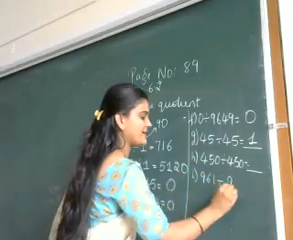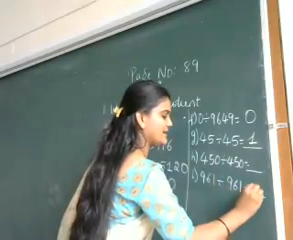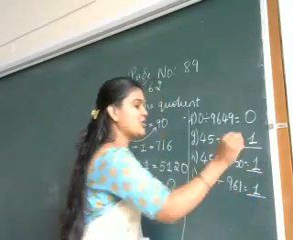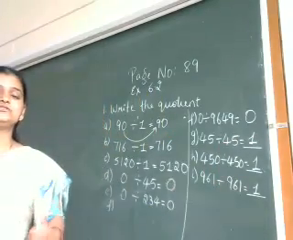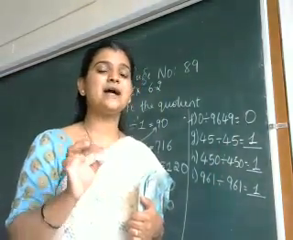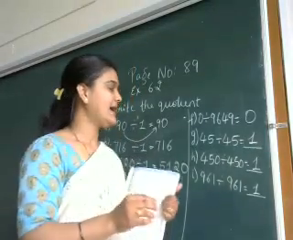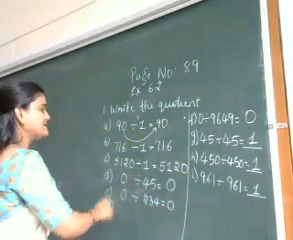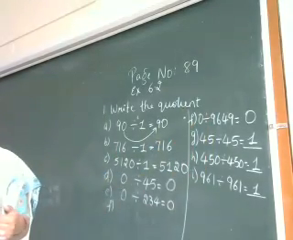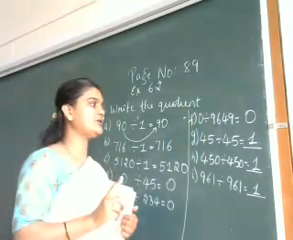961 divided by 961 is 1. 450 divided by 450 is also 1. Okay, so I hope the rules of division are very much understood by everyone, and hence you can solve the exercise very clearly.